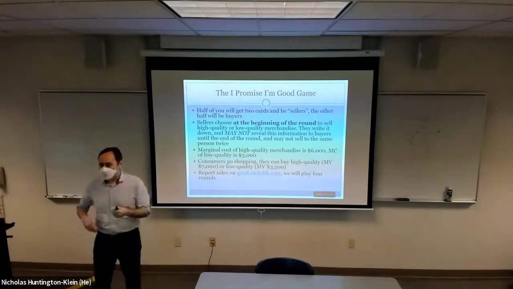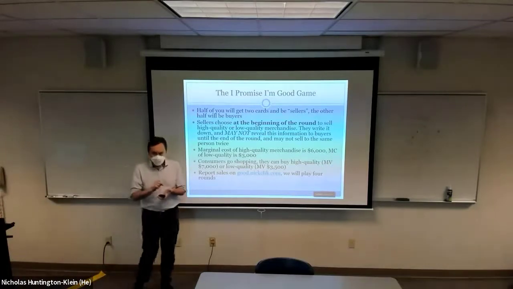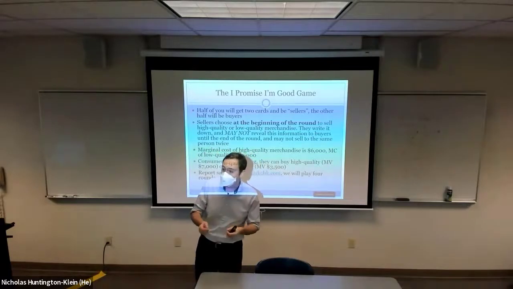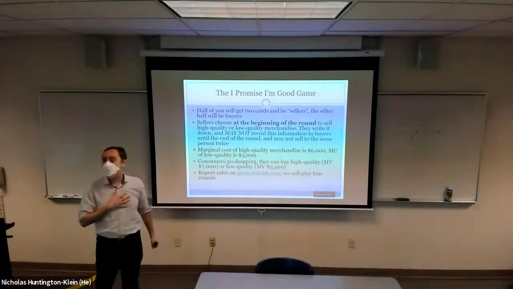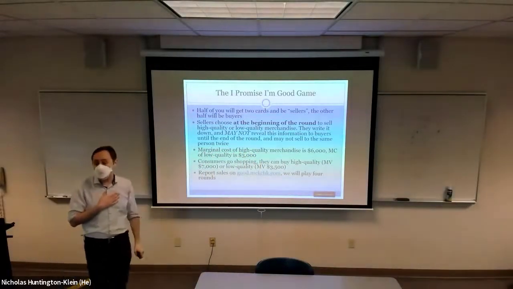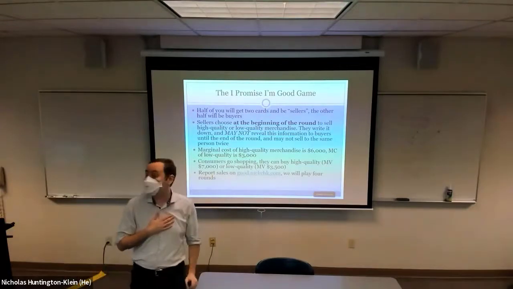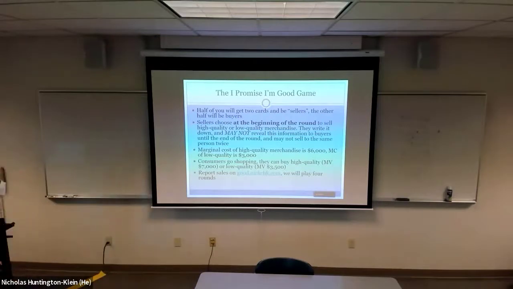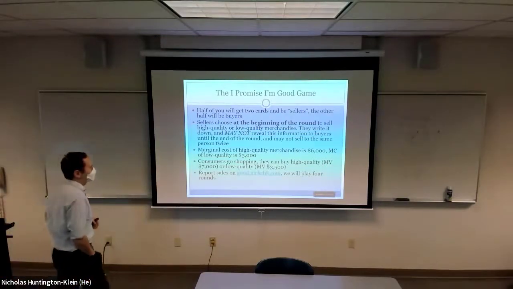So you're going to write it down. You're going to commit at the beginning of the round to either selling high quality goods or low quality. You're going to write it down and you're going to hide it. You're not going to be allowed to show anybody else what you have chosen. Even if you want to, you can't do it.